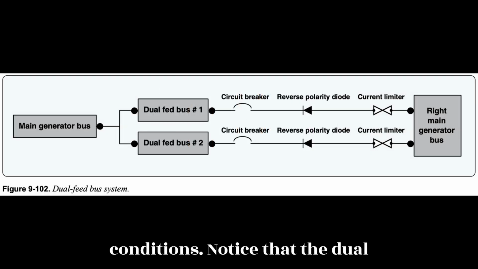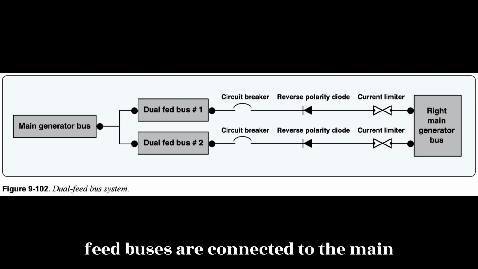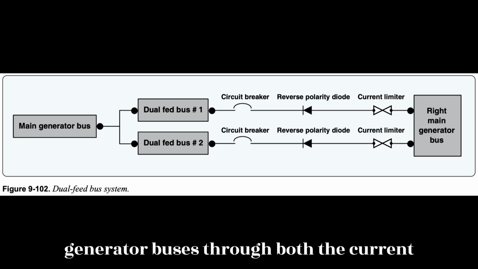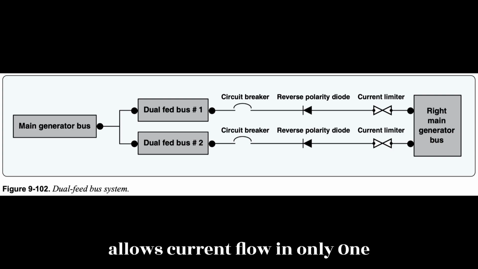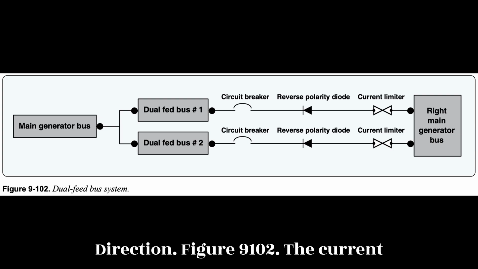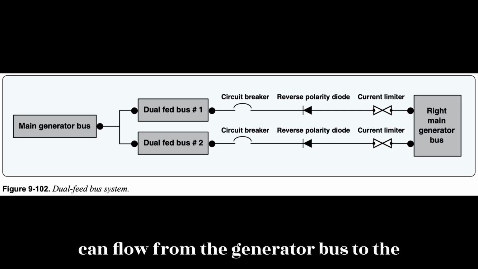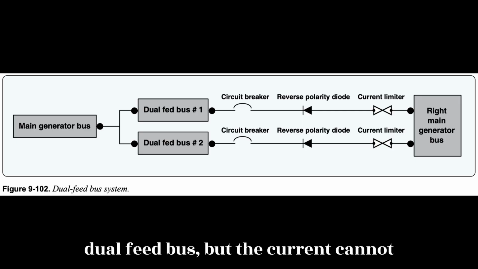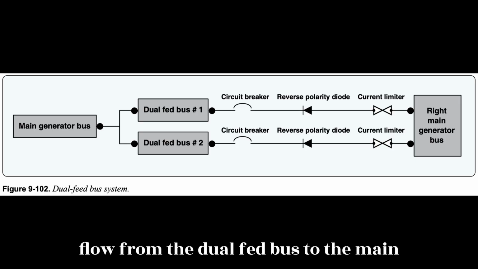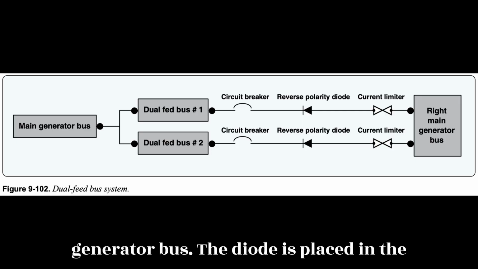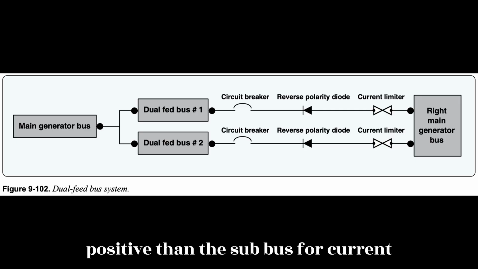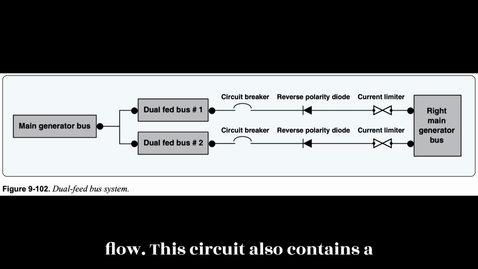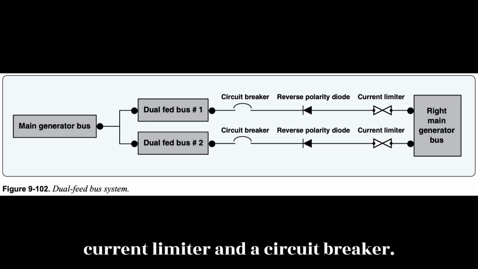Notice that the dual-feed buses are connected to the main generator buses through both a current limiter and a diode. Remember, a diode allows current flow in only one direction. Figure 9.102. The current can flow from the generator bus to the dual-feed bus, but the current cannot flow from the dual-feed bus to the main generator bus. The diode is placed in the circuit, so the main bus must be more positive than the sub-bus for current flow. This circuit also contains a current limiter and a circuit breaker.